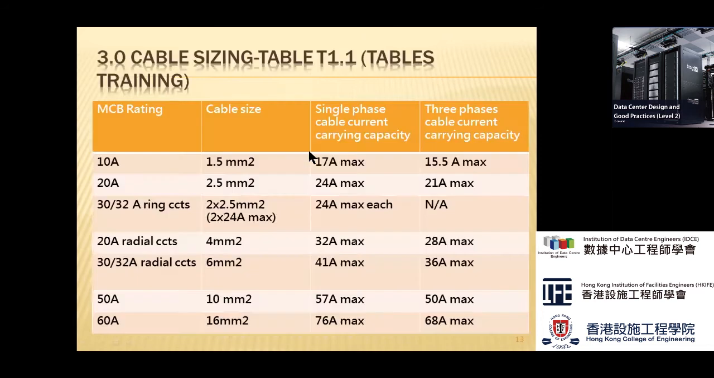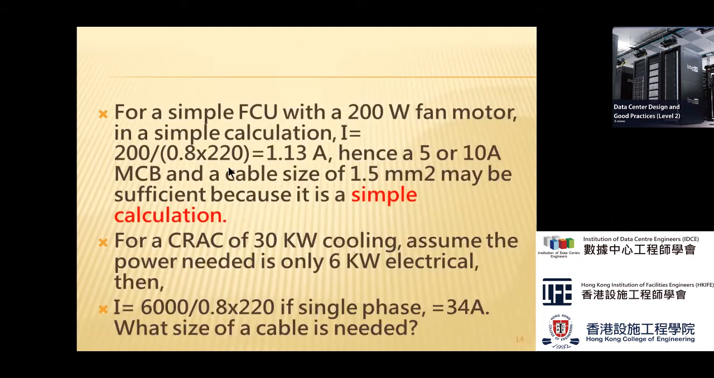You go back to the previous cable here, you only need 1 amp, but it can provide 17 amp for you. But you only need 1 amp. So that's why you might need an MCB rating of 10 or even less than 10, like 6 amp for example, which is well enough in your case for a fan motor of 200 watt, which only needs 1.13 amp.